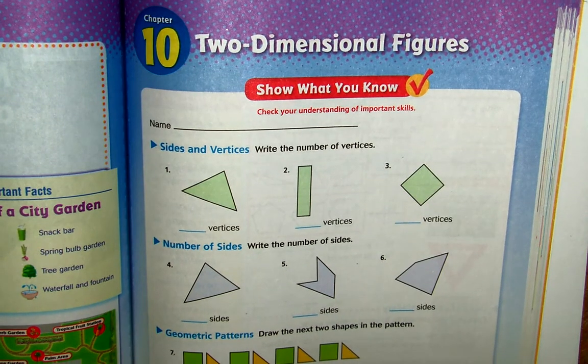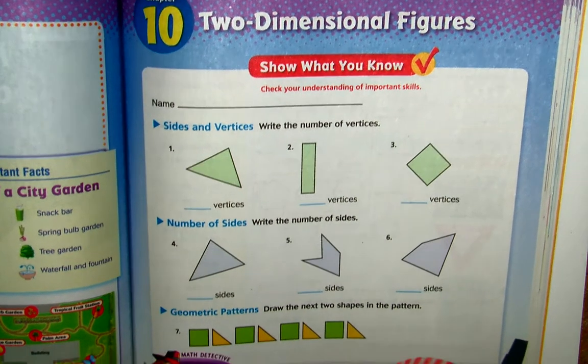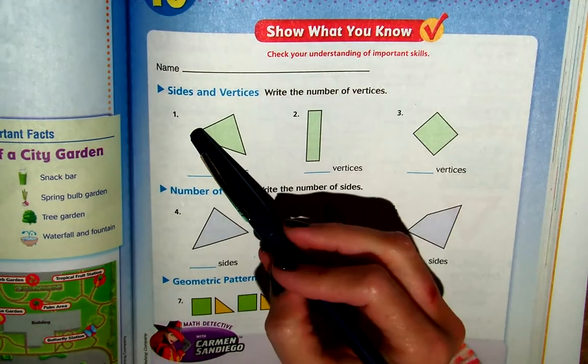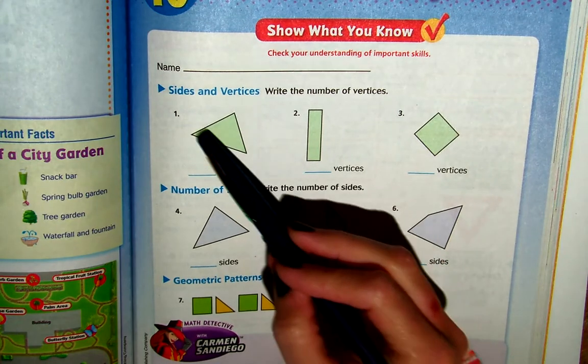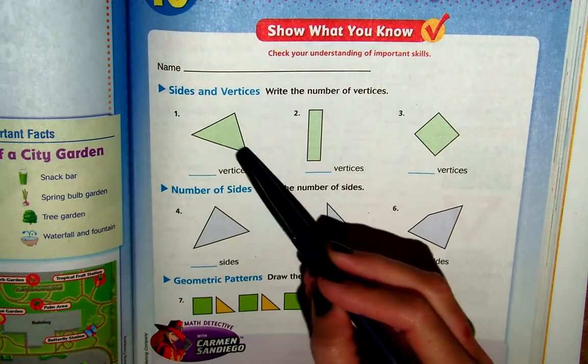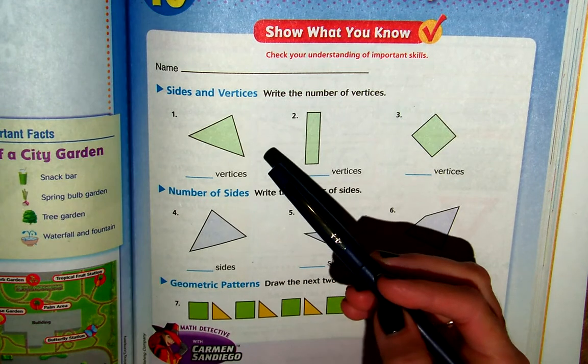Fourth graders, today we're going to talk about the introduction to Chapter 10, which introduces us to two-dimensional figures. The very first part is asking us to show what we know, to check our understanding of important skills. The first thing it talks about are sides and vertices. Sides are these right here, and we know that this shape, for instance, has three sides, 1, 2, and 3. Vertices are points where two lines come together to form an angle.